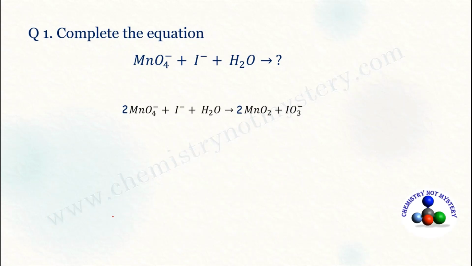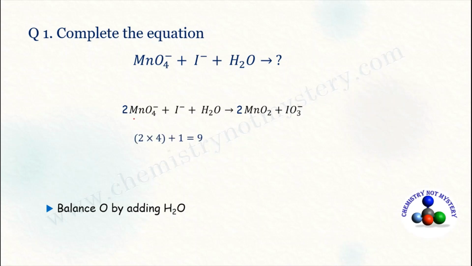Now balance the oxygen by adding water molecules. Now count the number of oxygens on the left side of the equation. So here 4 multiplied by 2 and there is 1 oxygen. So here you will get 2 multiplied by 4 plus 1 is equal to 9 oxygens. And on the right side of the equation 2 multiplied by 2 plus 3 oxygen. So here you will get 7 oxygens. So here you have to add 2 water molecules to add 2 oxygen.